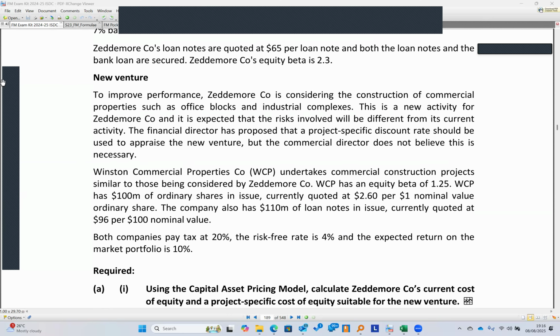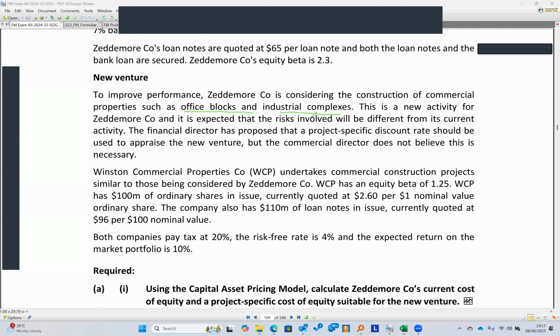Then they are also telling us that there's a new venture, whereby in order to improve performance, Zeddemore is considering the construction of commercial properties, such as office blocks and industrial complexes. So this is going to be different from what they have been doing, because they have been doing house construction. So it's a new activity, and Zeddemore expects that the risks involved will be different from the current activity.